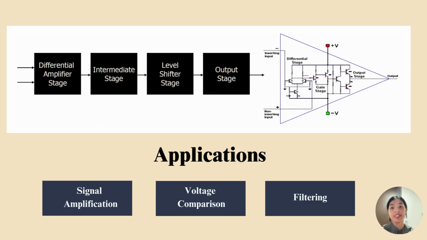And the number four is the output stage. This final stage increases the output voltage and current driving capacity of the op-amp. As an example, a push-pull amplifier is typically used to reduce distortion and improve efficiency, ensuring the op-amp can deliver a stable output signal to the next component of the total circuit.